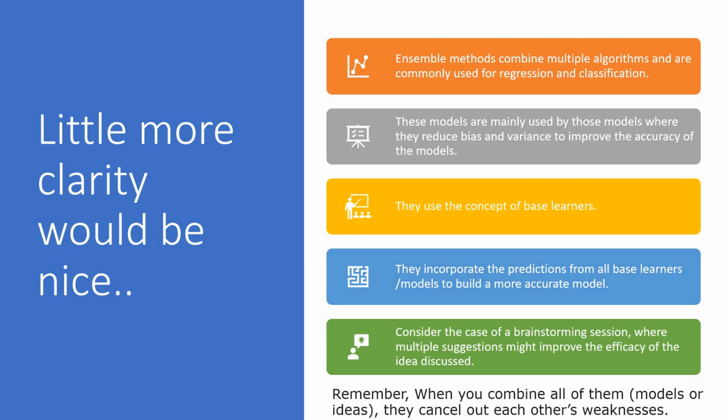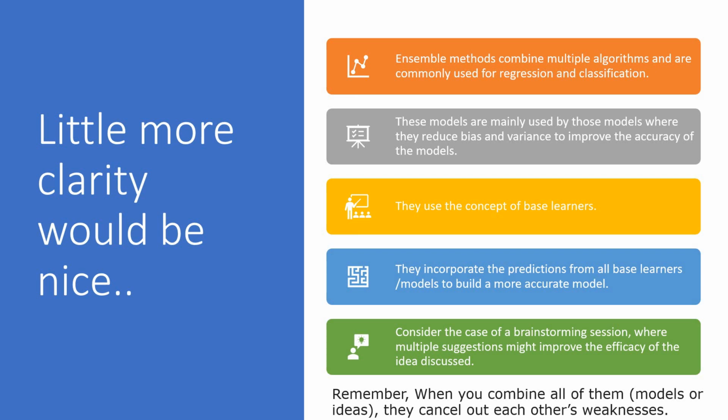They combine multiple algorithms and are most commonly used for regression and classification problems, and this also helps in reducing the bias and variance to improve the accuracy. The concept of base learners is used here. I'm going to show you that as well. They incorporate the predictions from all the base learners, or the models, to build a more accurate model. It's like taking it from all of them and then building something very accurate.